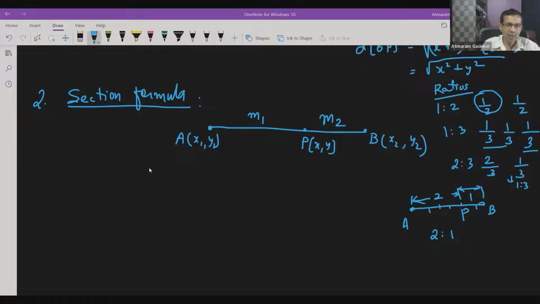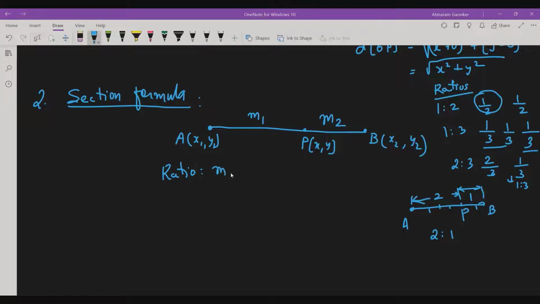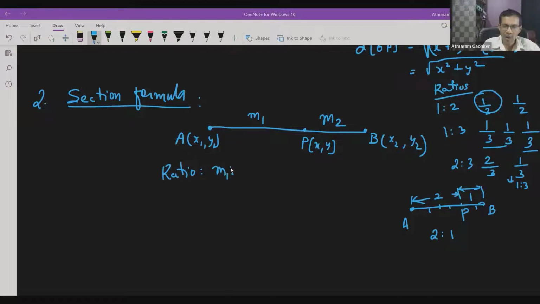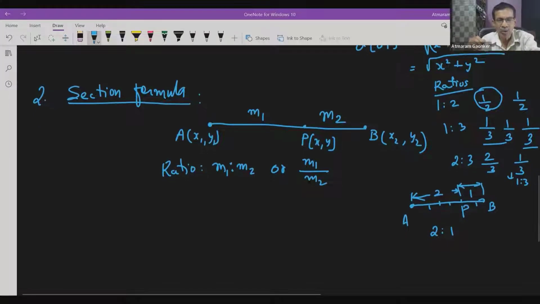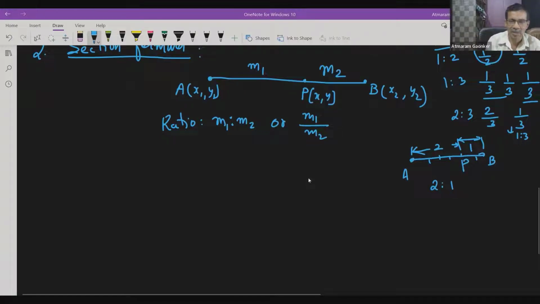Similarly, what is this ratio? Please tell me. For the general problem, what is this ratio? M1 upon M2. Yes, M1 upon M2 or M1:M2. It's both the same. In the problems, you may be given in this fashion or also in this fashion. And in the answer, you have to write it maybe in this fashion or in this fashion. Both are correct. And now let us come to the section formula after understanding this.